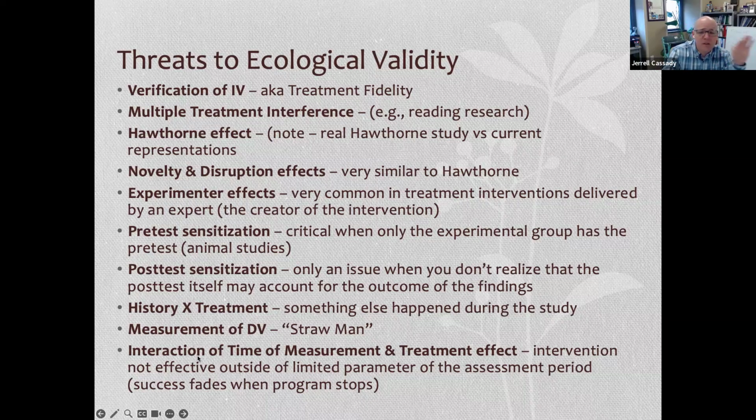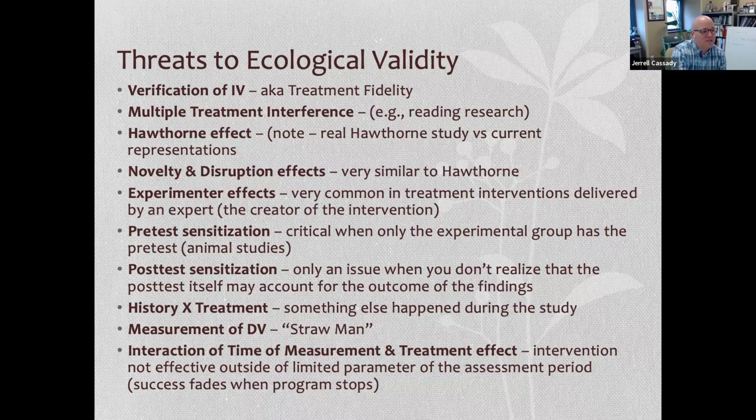Experimenter effects. What this means is that for whatever reason, the person who's doing the study, collecting the data, doing the intervention is unique in some way, and when other people try to do it, it doesn't work. And that could be because you have expertise, could be because people trust you more than the average person, whatever it might be. Pre-test sensitization is similar to that testing effect, but the pre-test sensitization is set. If I give you a pre-test, now you're primed for it, and it may throw off your intervention success.